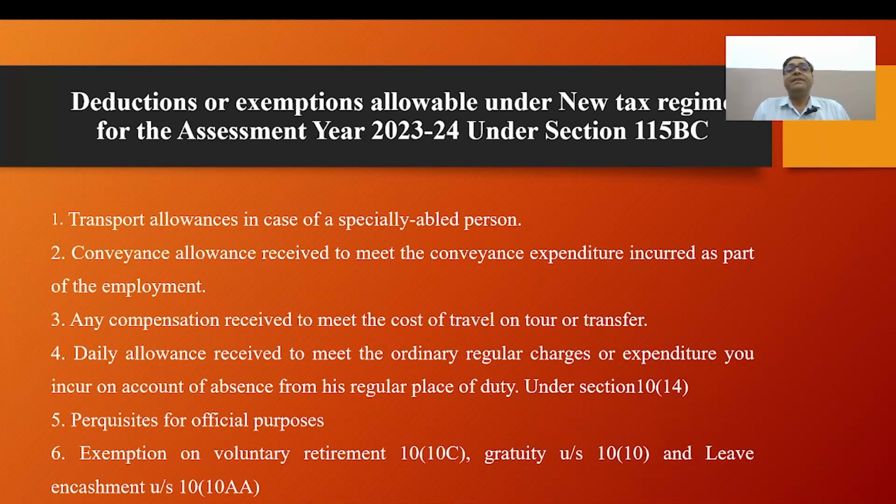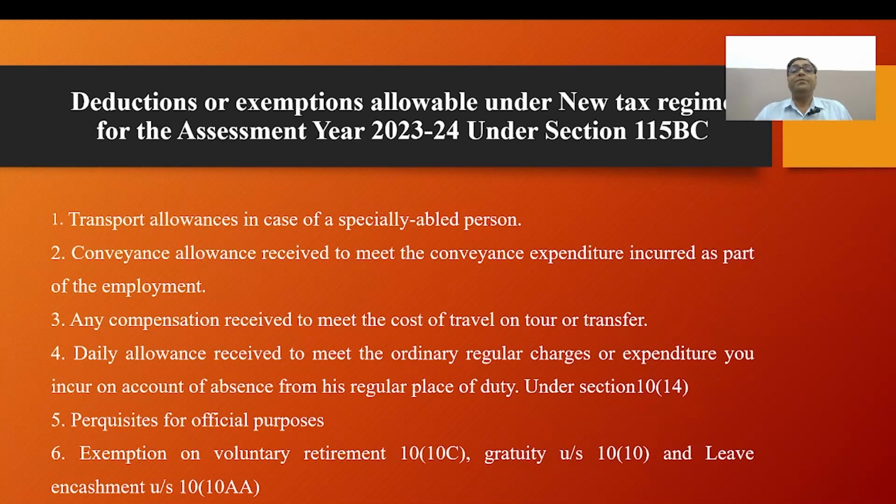Conveyance allowance is received to meet conveyance expenditure incurred as part of the employment. Any compensation is received to meet the cost of travel, tour or transfer. Daily allowance is received to meet ordinary regular charges or expenditure incurred on account of absence from the regular place of duty.